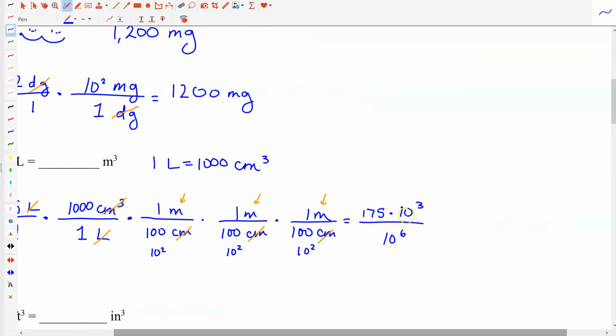Working with things in exponential form, because I have the base of 10 occurring both upstairs and downstairs, what I can do is I can subtract these exponents. So I would end up with 175 times 10 to the negative 3rd power. And then what this is going to tell me is to take the decimal point in this front number and move it left 3 spots. So this exponent says move the decimal point left 3 spots. So if I take the decimal point and move it left 3 spots, I would end up at 0.175. And then the units, again, would be in cubic meters.